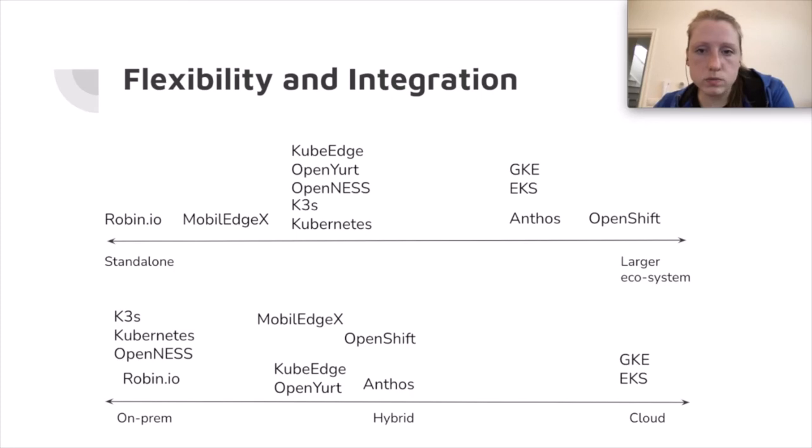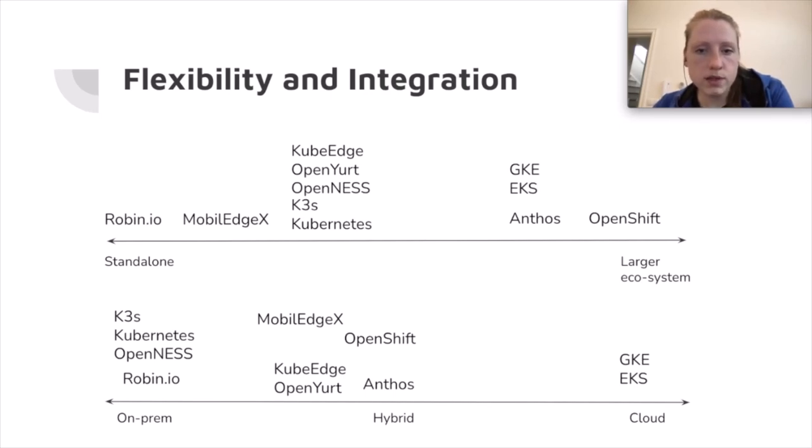And for GKE and Anthos, larger ecosystem in this case just means there is already this pre-built integration with the cloud, so you don't have to worry about this piece, but you don't get much more than that in terms of management.